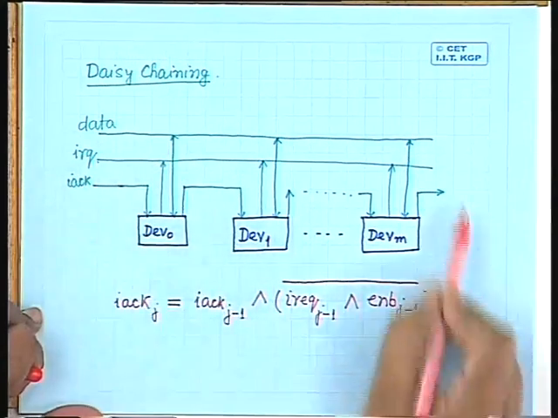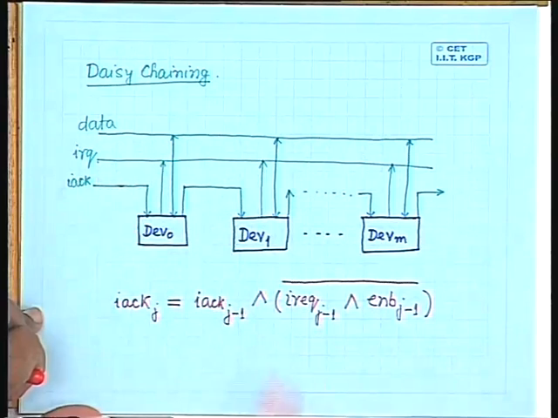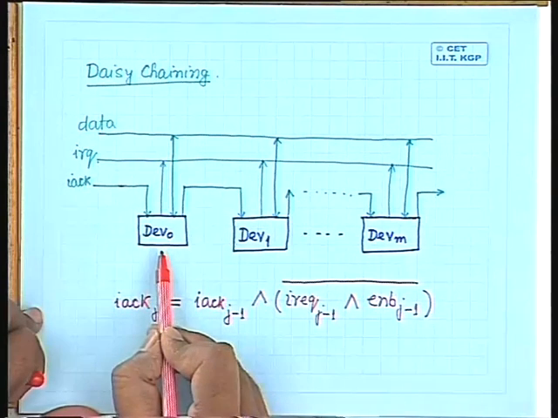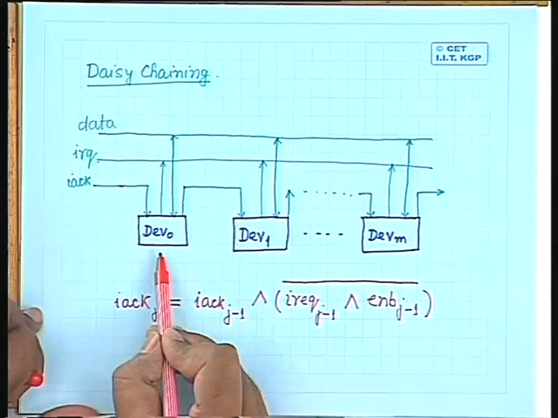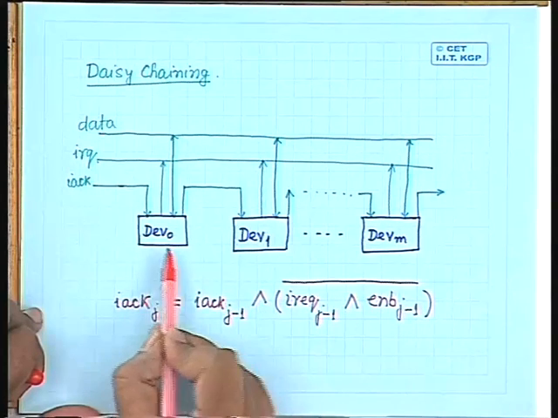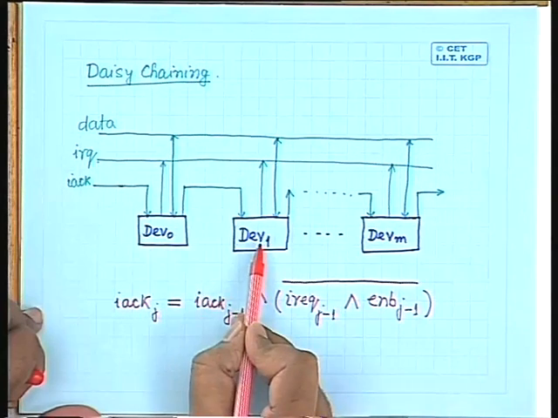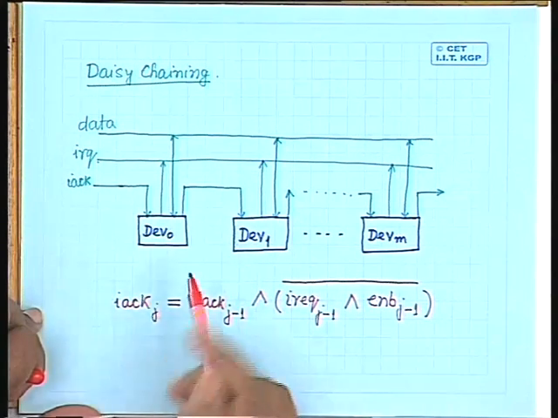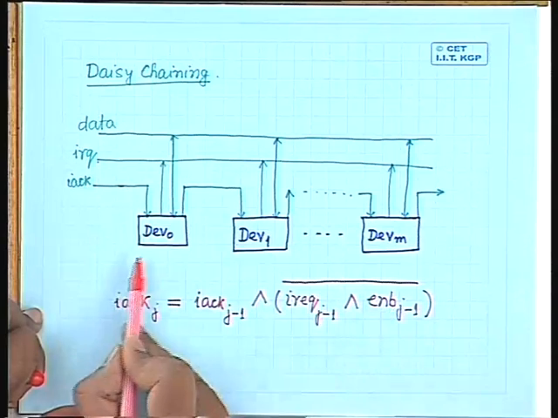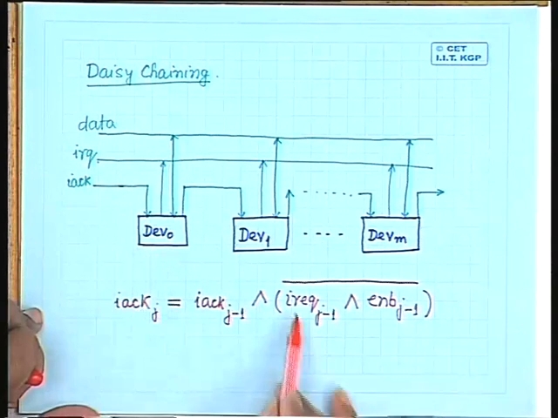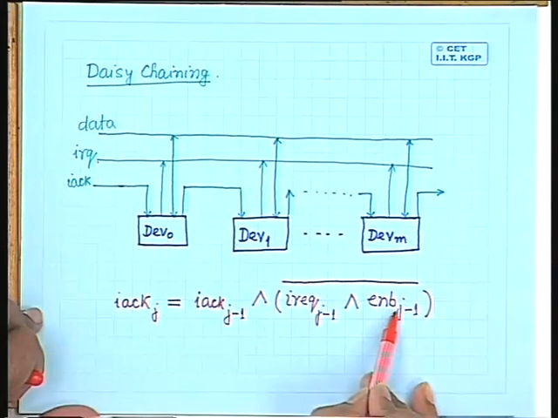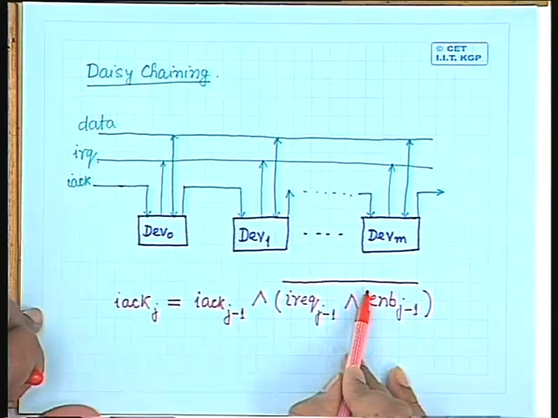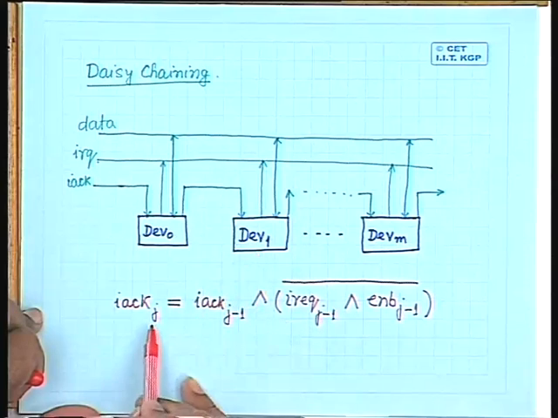And here, of course, some priority is inbuilt, because the device which is nearest to the CPU has the highest priority, isn't it? Suppose both device 0 and device 1 put interrupts simultaneously. Then because device 0 is enabled and it has put the request, so IRQ and enable and these two inverted, it becomes 0. That means device 1 does not get the acknowledgement signal.